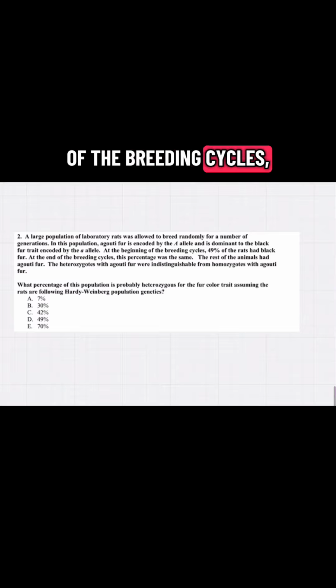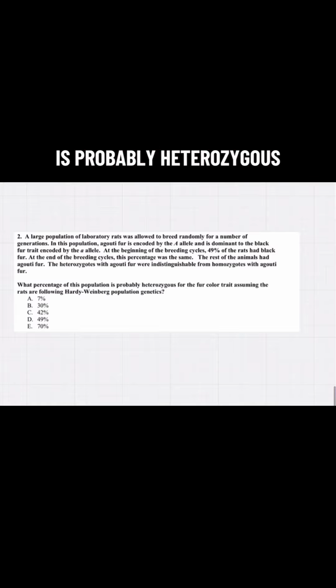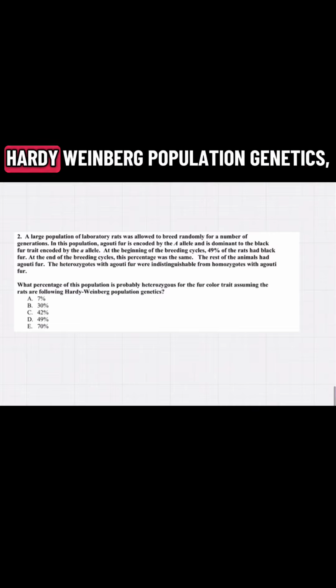At the beginning of the breeding cycles, 49% of the rats had black fur. At the end of the breeding cycles, this percentage was the same. The rest of the animals had agouti fur. The heterozygotes with agouti fur were indistinguishable from the homozygotes with agouti fur. What percentage of this population is probably heterozygous for the fur color trait, assuming that the rats are following Hardy-Weinberg population genetics?